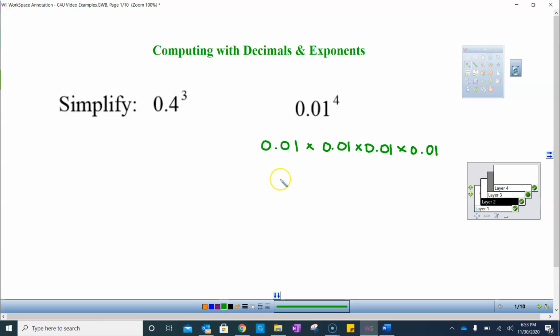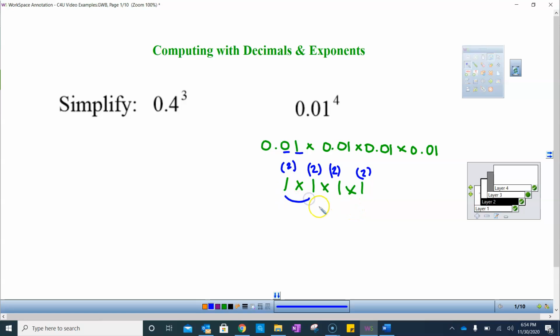Now I'm going to write it as if there's no decimals in it. So I'm going to just write it as 1 times 1 times 1 times 1. I'm going to indicate up top that there is 1 digit to the right. This one also has 1 digit to the right. This one has 1 digit because it's the same factor over and over again. Now I'm going to multiply.